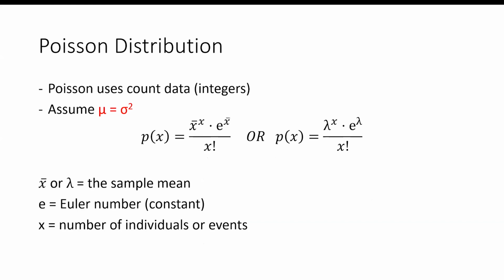Poisson, like binomial, also uses count data. And we assume, this is very important for the Poisson distribution, that the mean is equal to the variance.